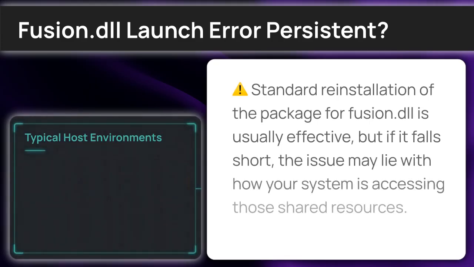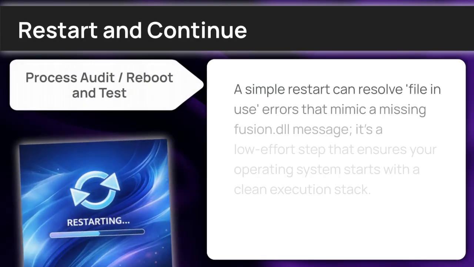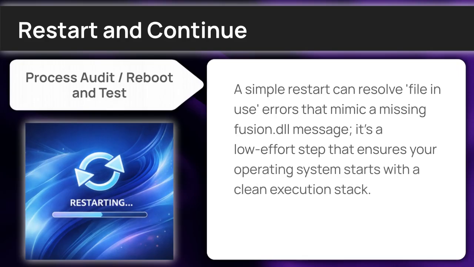If the setup package didn't provide a resolution, we need to look under the hood at how your system handles current session configurations. A full system restart ensures that no background processes are currently locking the Fusion library file. A fresh boot allows Windows to reinitialize its library map from a clean state.